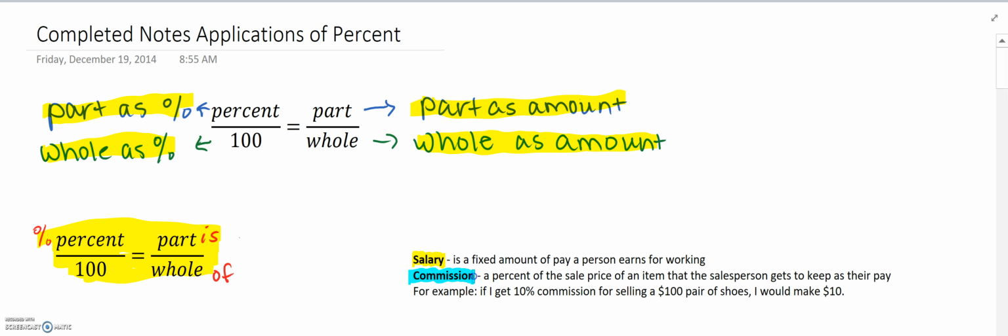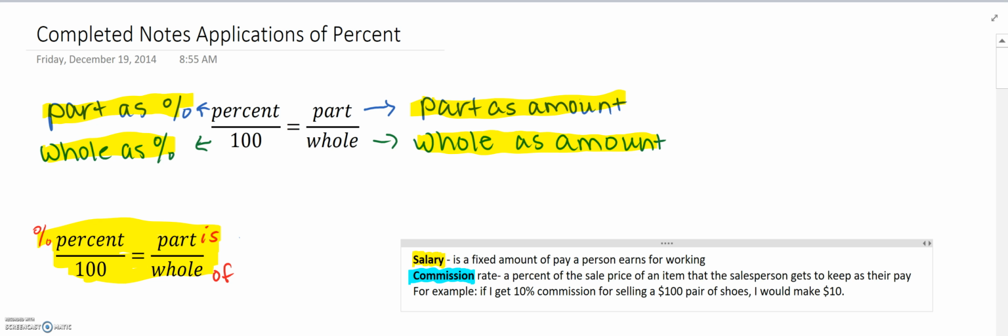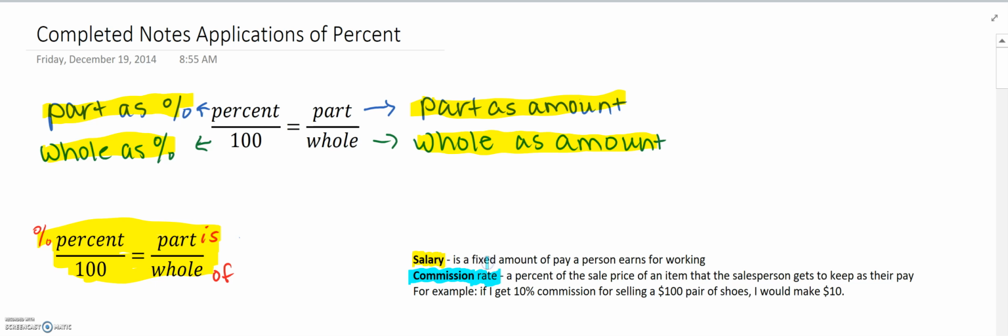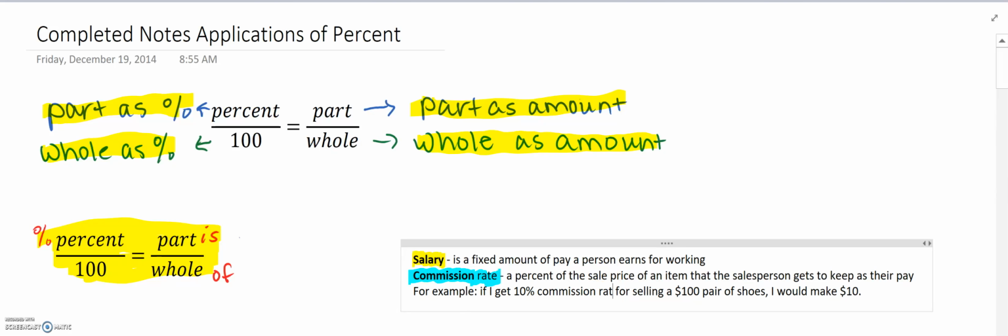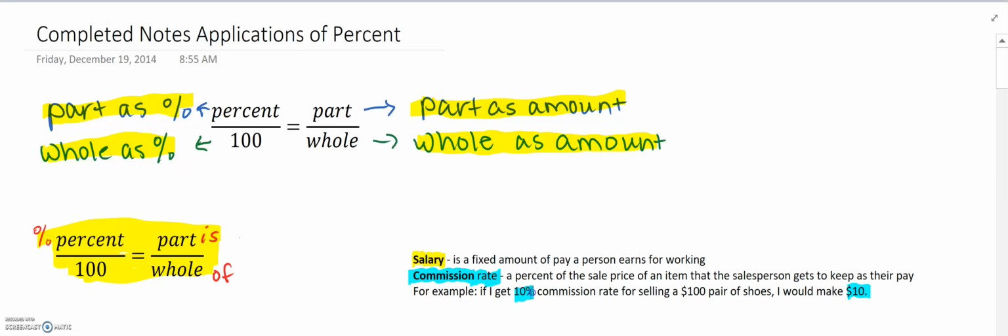Commission is what salespeople make. And commission can be a commission rate or a commission amount. So this definition is actually commission rate. Anytime you see the word rate, rate means percent. So commission rate is a percent of the sell price of an item that the salesperson gets to keep as their pay. For example, if I get 10% commission rate for selling $100 worth of shoes, I would make $10. So the $10 would be the commission, the 10% would be the commission rate.